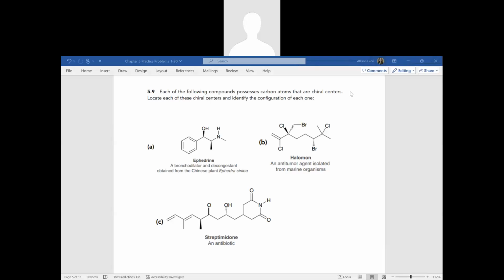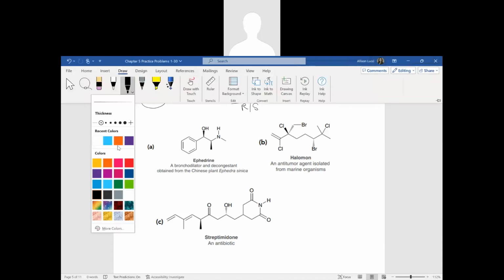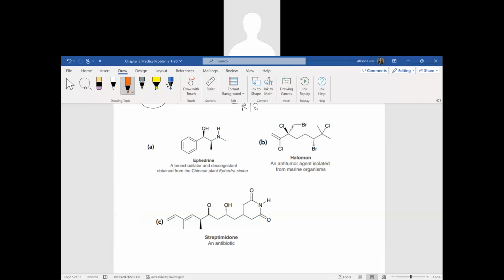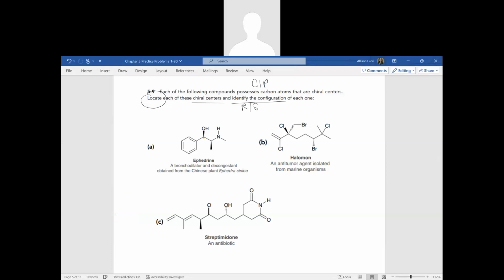For problem 9 from chapter 5, we are asked to look at each of these compounds and locate the chiral centers and then identify the configuration. So first we'll locate and then we'll identify as either R or S using the Cahn-Ingold-Prelog prioritization technique. So let's take a look at this first compound here. We're given ephedrine and we see that there are two chiral centers designated by these wedges here.